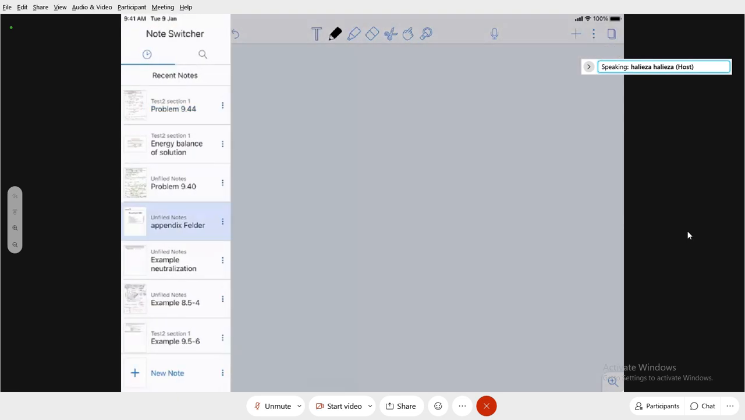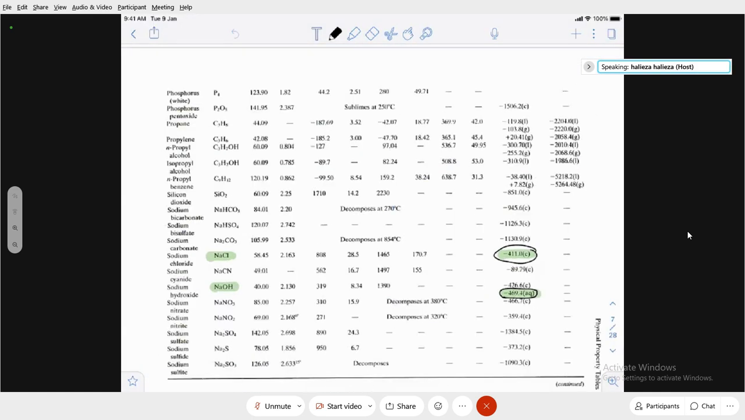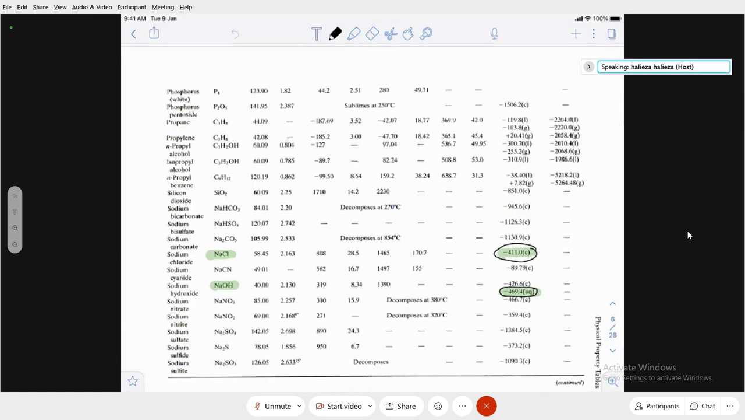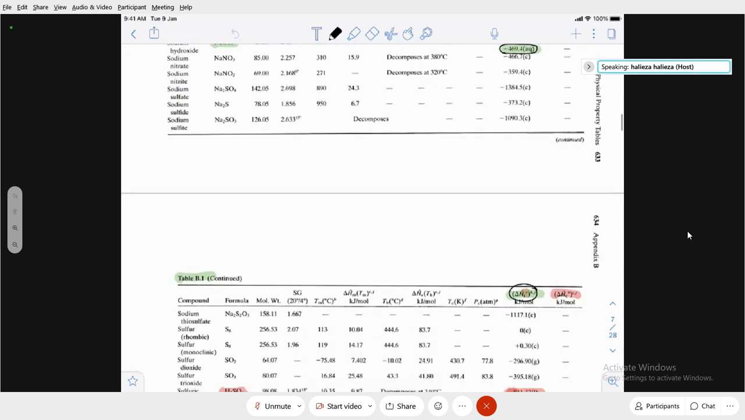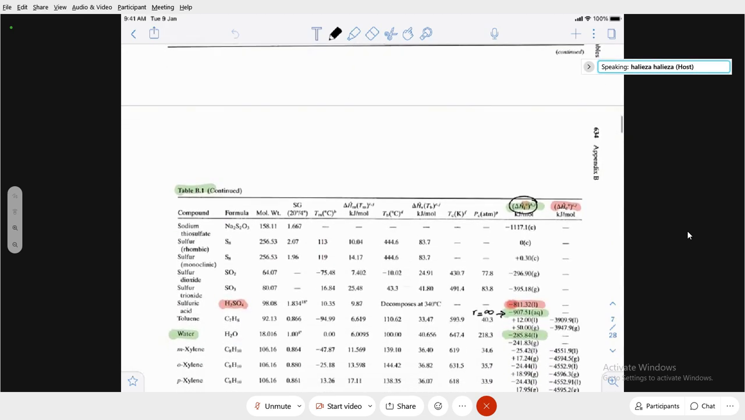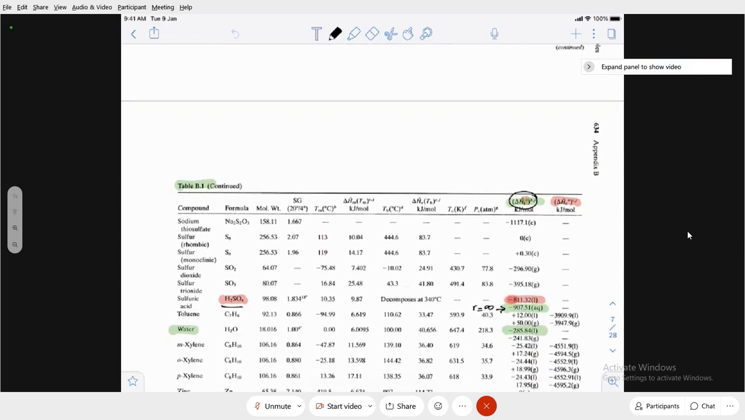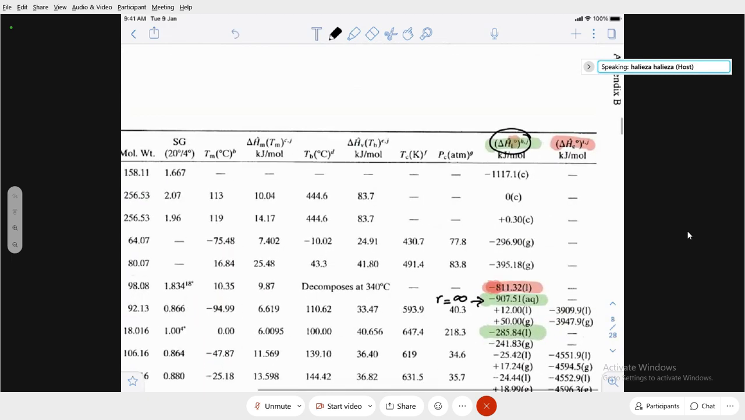Let's look at appendix B1. Sulfuric acid. Yeah, there is our sulfuric acid. Do we have the aqueous? Oh, good, we do. That's it. We don't need to calculate it. It's already given: minus 907.51. Okay, so just list that down. That is your heat of formation of the aqueous solution.